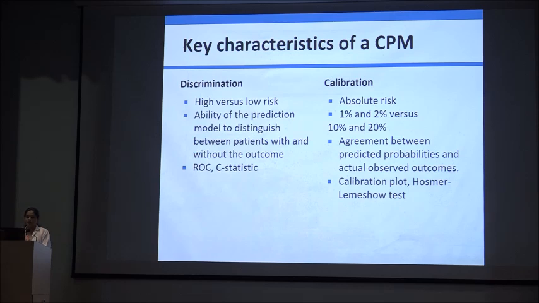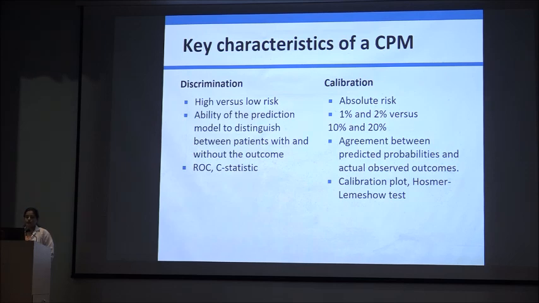Discrimination is about the ability of the prediction model to distinguish between patients with and without the outcome, and calibration is about agreement between predicted probabilities and observed outcomes. So it talks about the agreement between observed and predicted. Everybody is familiar with ROC curve and area under ROC curve.